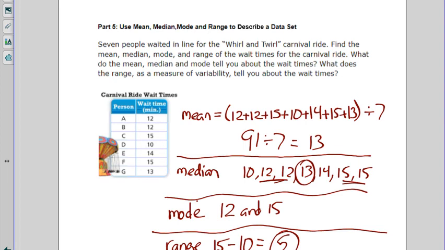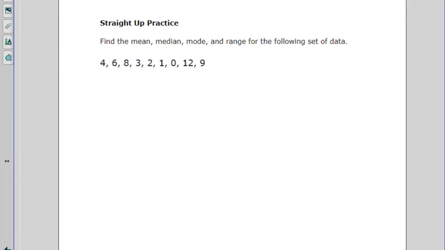So that's it. Here's some straight up practice. Find the mean, median, mode, and range for this set of data. You probably don't need a calculator for this. These are pretty easy numbers. But if you want to, go for it.